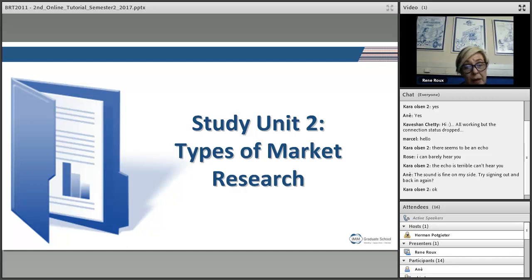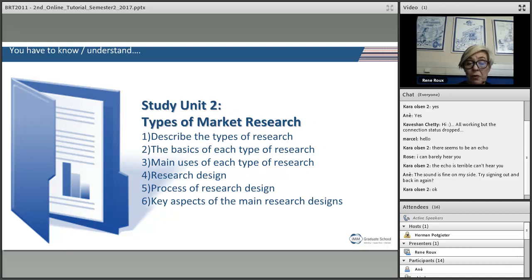So just to sum up, in terms of what happened in the past, they've asked about how do you use research and what are the limitations. Doesn't mean they're going to ask it again, but you have to understand what is market research, the role of market research, who are the different role players in market research, what is ethics in market research. So that's very important. That brings us to study unit 2, types of market research.